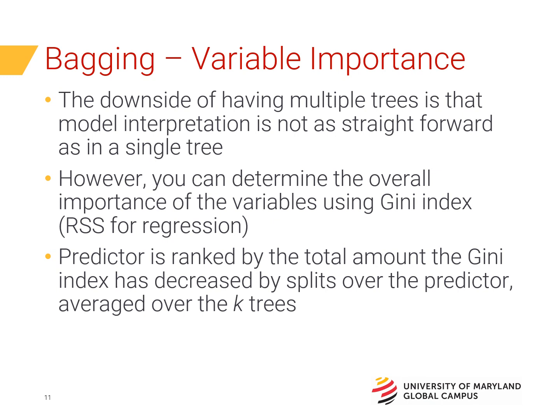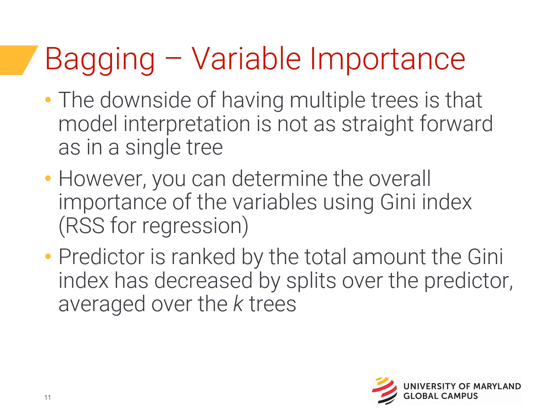Variables with higher average decrease in the Gini index are considered more important, as they contribute more to the overall purity and separation of the classes or the reduction of impurity in the ensemble. This variable importance measure provides valuable insights into the relative influence of each predictor in the bagged model. It allows us to identify the variables that have the greatest impact on the model's predictions and can guide feature selection and model interpretation. For example, consider a bagged model trained on a dataset with multiple predictors.